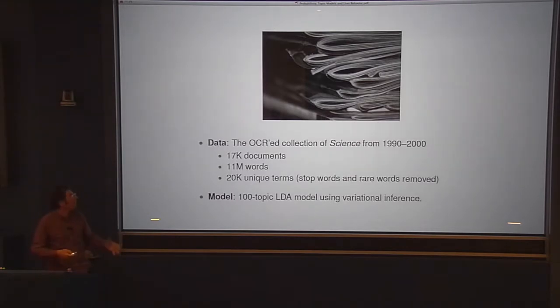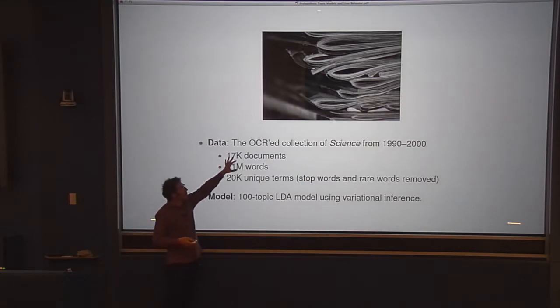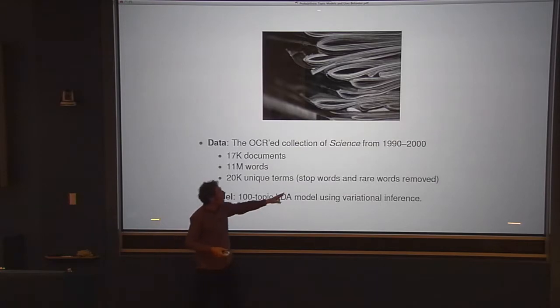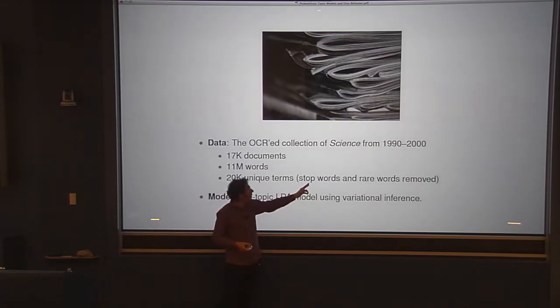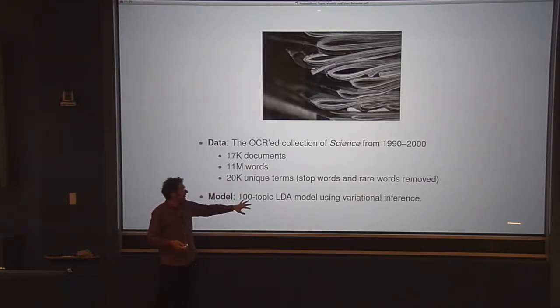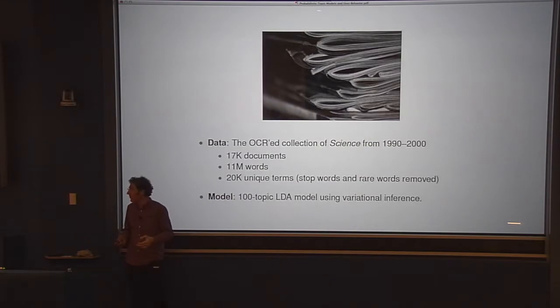I'll just give you an example of this in practice. So we took the OCR collection of Science magazine for 10 years. This is 17,000 documents, 11 million words. We used a vocabulary of 20,000 terms. Okay, this is a small collection of documents. Stop words, words like the, but, of, are removed, and rare words are removed too, to make inference easier. And we fit a 100-topic LDA model using an algorithm called variational inference.